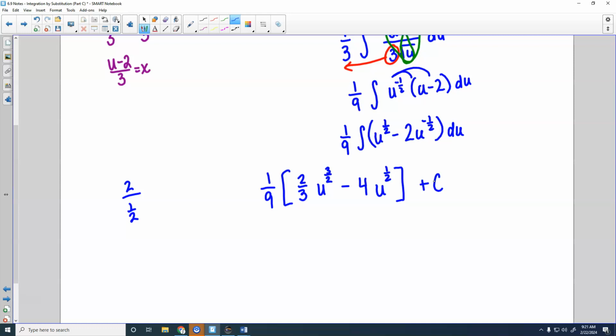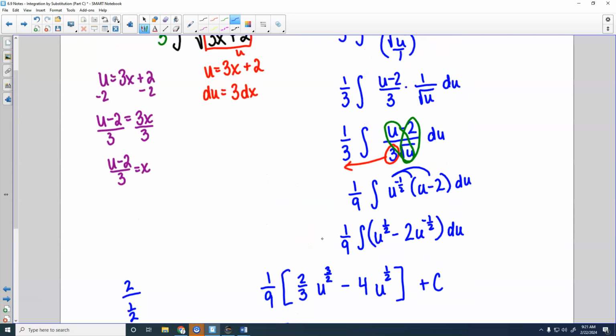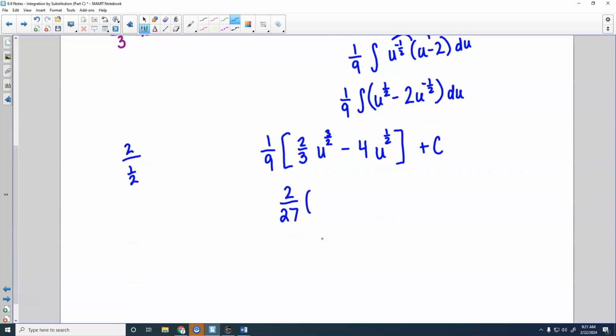And so we can distribute that 1/9. It's going to give us 2 over 27. Let's go ahead and put our U back in there. 3x plus 2 to the 3/2 minus 4/9 times 3x plus 2 to the 1/2 plus C. Oh wait, this just made me think of something.